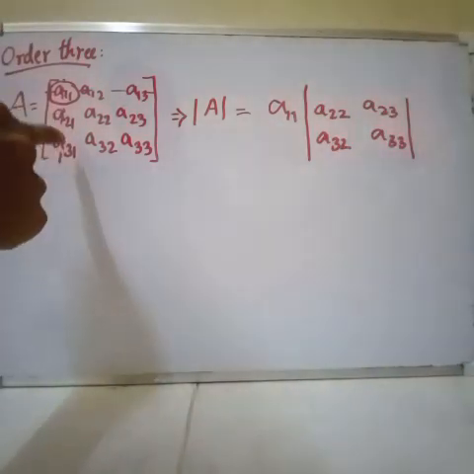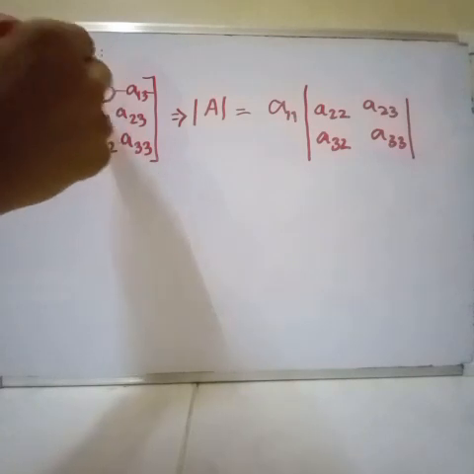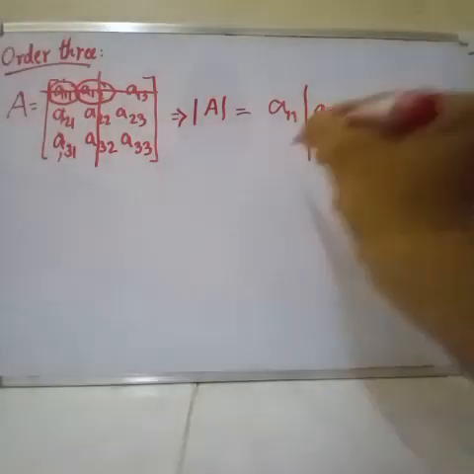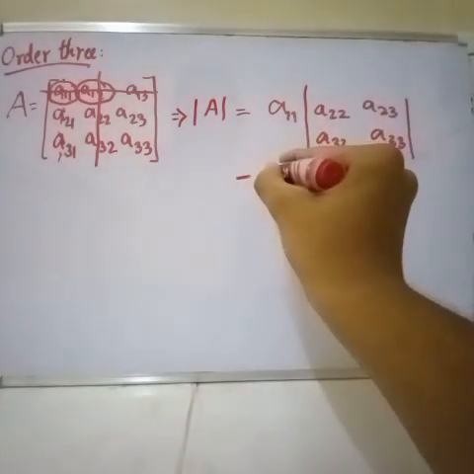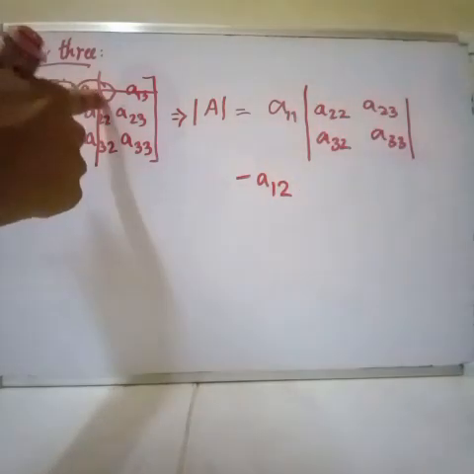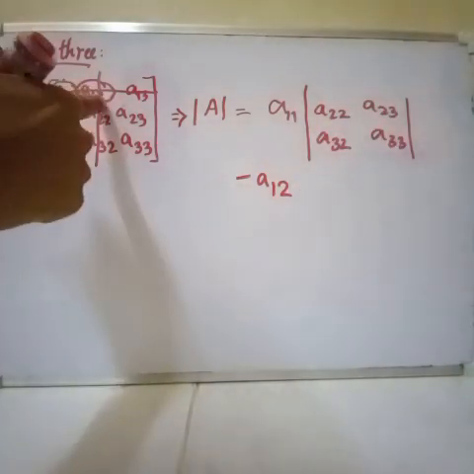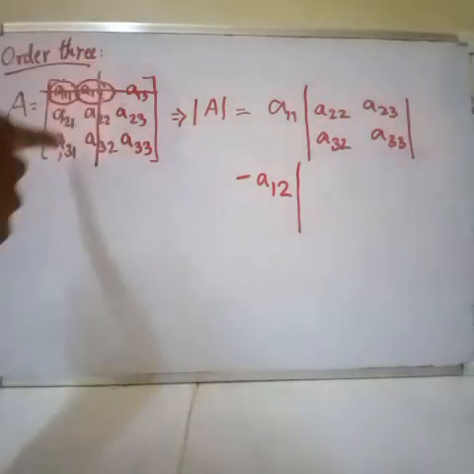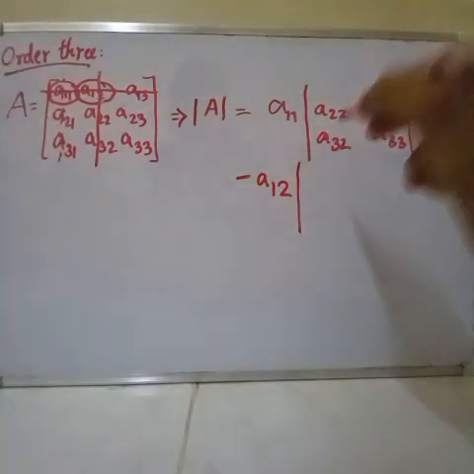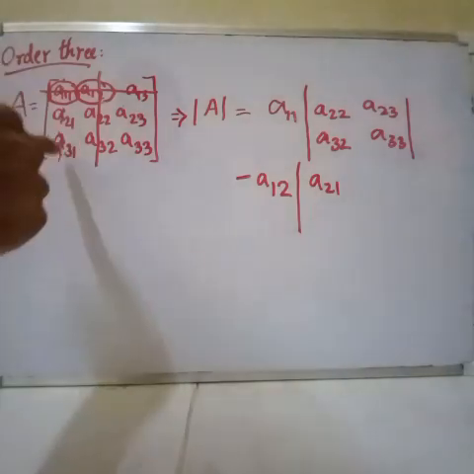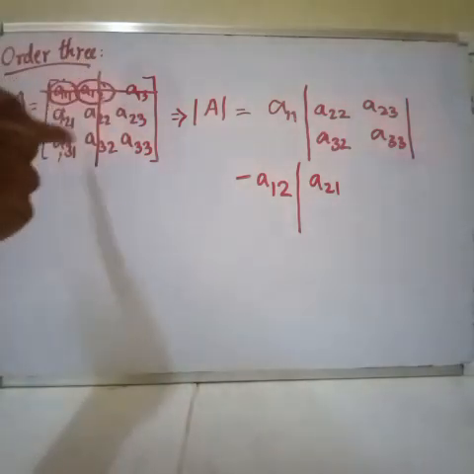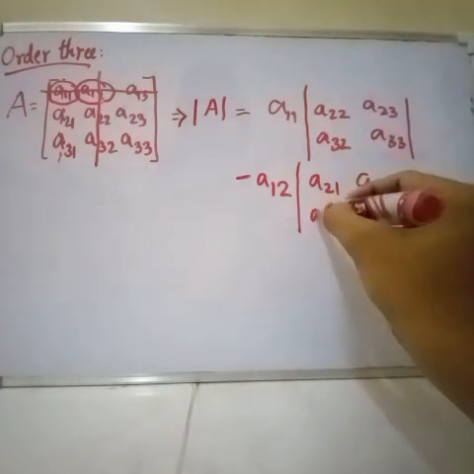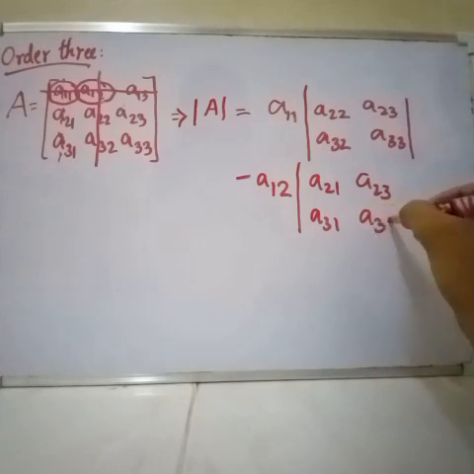Now we take the second element and cancel out that row and that column. Now we have to take the negative for the second element. The first element is positive, the second element is negative, and the third one will be positive. So now take the determinant of whatever is left out for A21: these two elements and these two elements, A23, A31 and A33.